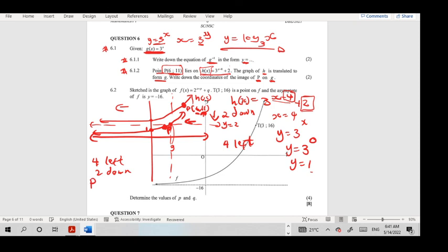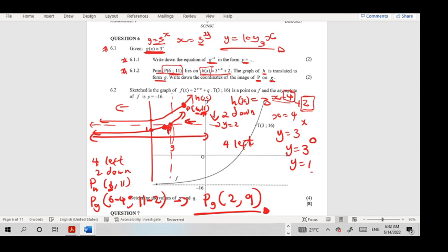The initial point of P of H is (6, 11), but now the point P of G, since it's 4 units to the left, means we're going to subtract 4 from this 6. We're going to say 6 minus 4, and then for the 11, since it's 2 units down, it's going to be 11 minus 2. Meaning that P of G is going to be 6 minus 4 is 2, and 11 minus 2 is 9. So this is going to be the point P on the graph of G.